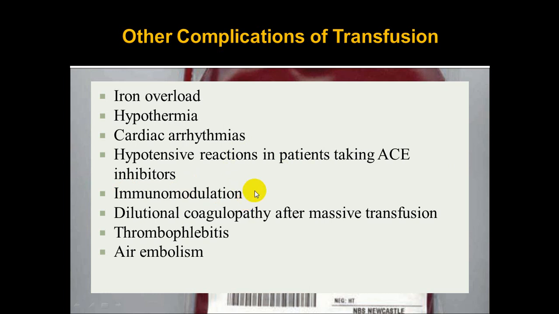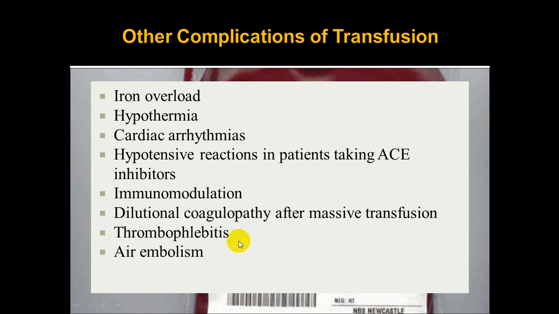Immunomodulation, immunodilution. Dilutional coagulopathy after massive transfusion. We defined massive transfusion as more than 12 units within 24 hours. We give the patient plasma because they have a tendency for bleeding.